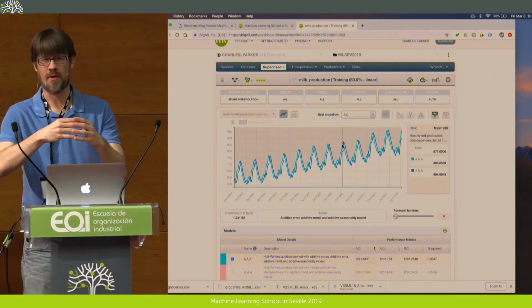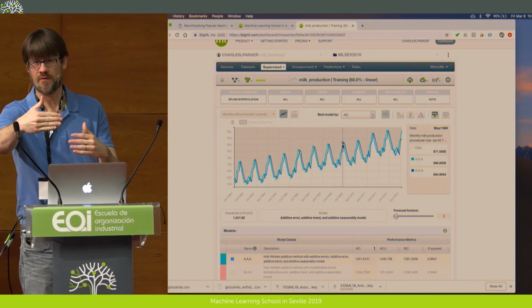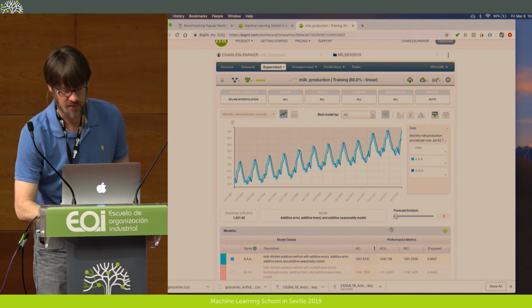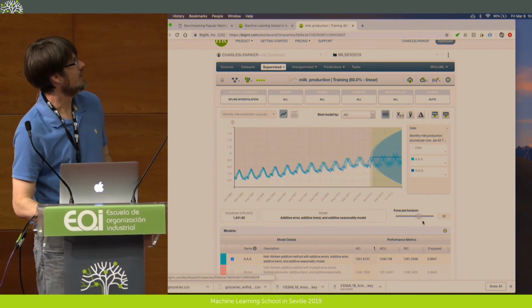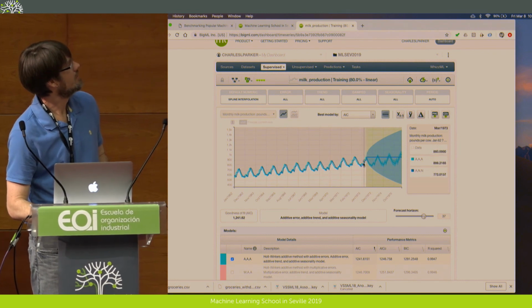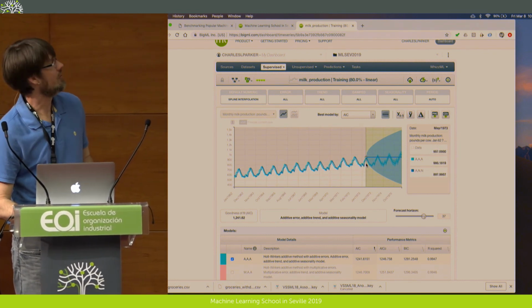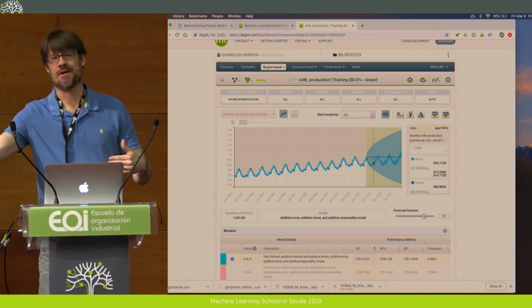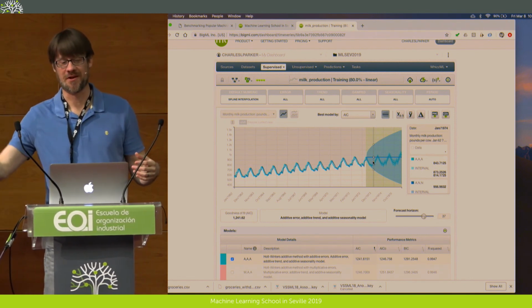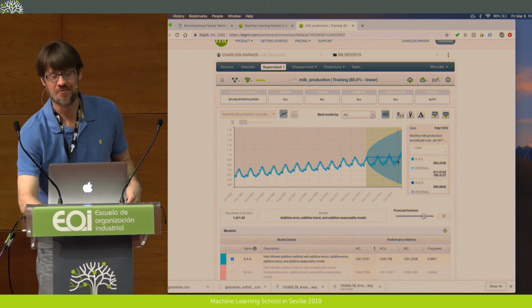So of course, the interesting thing you want to know about time series is what the series is going to look like in the future. And so we have this forecast horizon here that will allow you to look into the future. And you can see, here's the model that's not taking into account trend or seasonality. What does it think the future is going to be like? Just like the recent past, right? It just thinks that's going to continue into infinity.